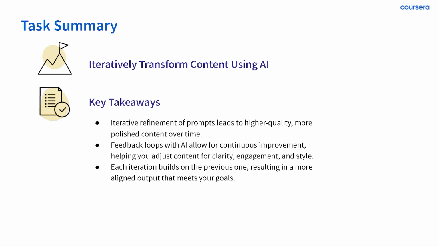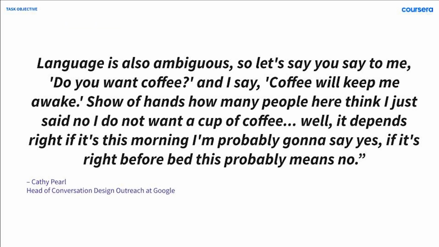Throughout Task 3, we've demonstrated the power of layering, multi-prompt strategies, and refining outputs to enhance your content creation process. By combining these techniques, you're not just instructing the AI, you're building a dynamic partnership where your creativity meets the AI's capabilities. As Kathy Pearl, head of conversational design outreach at Google, once said, "Language is also ambiguous. You say to me, 'Do you want coffee?' And I say, 'Coffee will keep me awake.' What did I just mean?